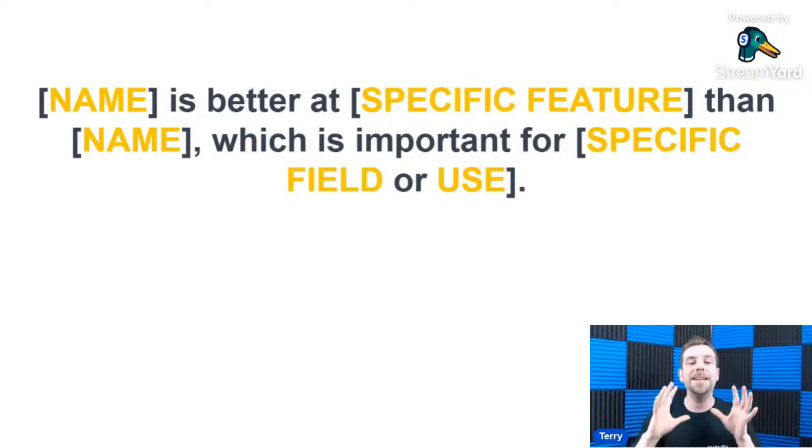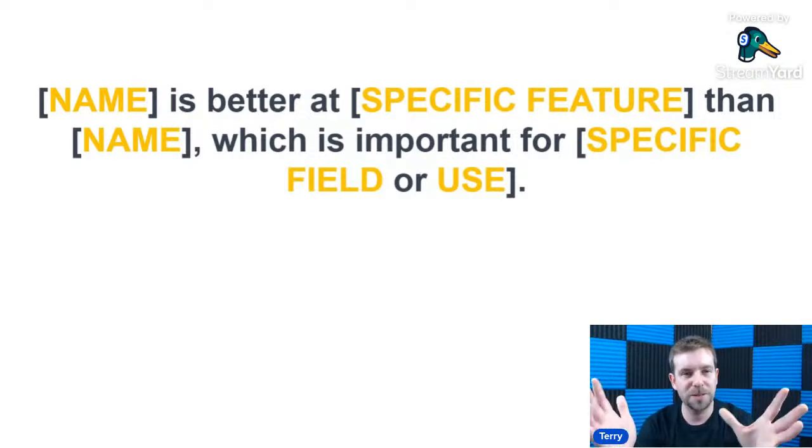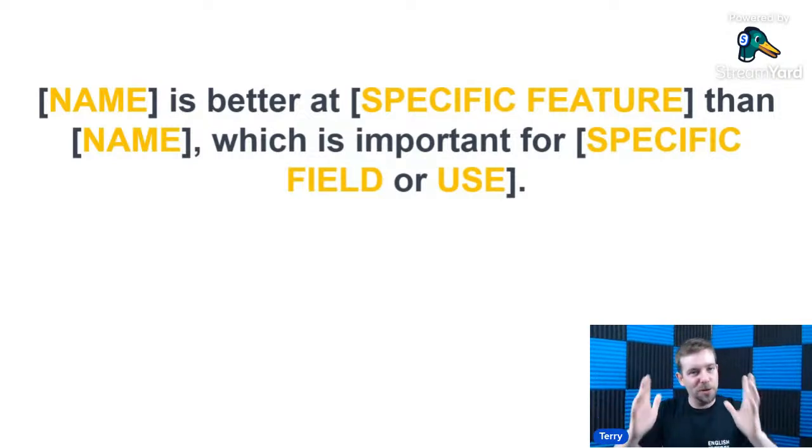So let's look at the next structure we have. So again, with the yellow letters, you will replace the yellow letters with your answers. So "Name is better at specific feature than name, which is important for specific field or use." Okay, what does that mean?